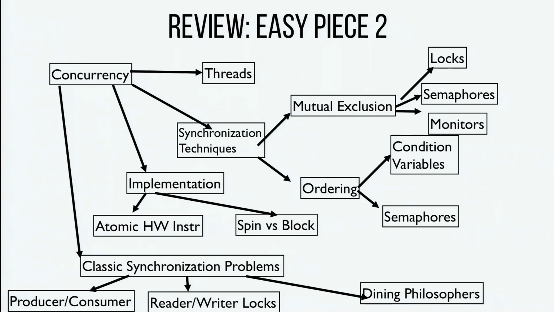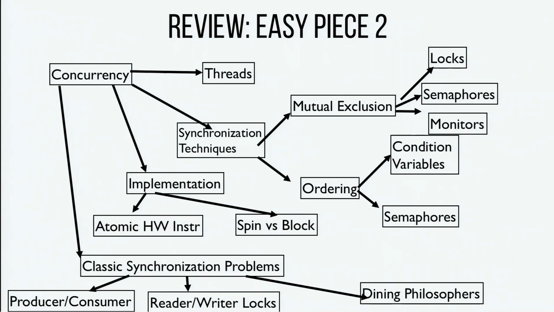OK? And we talked about different implementations for locks. We looked at different implementations. So we saw that you could do some spin waiting using atomic hardware instructions. And we looked at how you could also do blocking, where sometimes you would put threads on a queue and wake them up when the lock was available. And it's not like there's one way that's better than the other. In some cases, it's better to spin wait. In other cases, it's better to block.